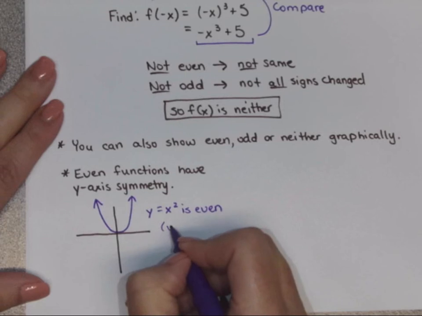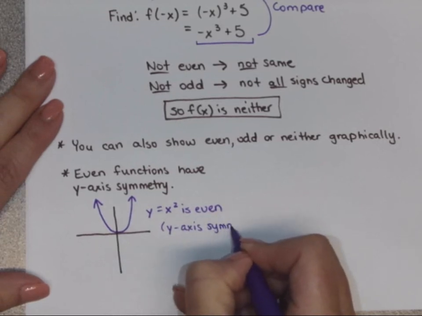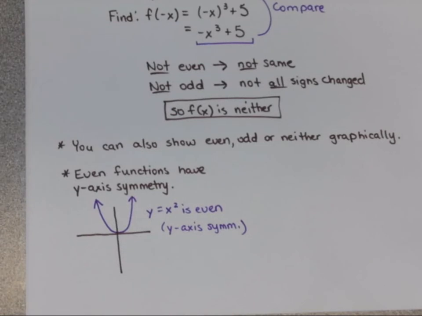Okay, so that's really what it means. So if it has y-axis symmetry and you have a graph and you know what the graph looks like, then you can just kind of quickly say, well, I know that's going to be even. Okay, so what's the implication? What if it doesn't have y-axis symmetry? What can you know that it's not then? It's not even, yeah. All even functions have y-axis symmetry.